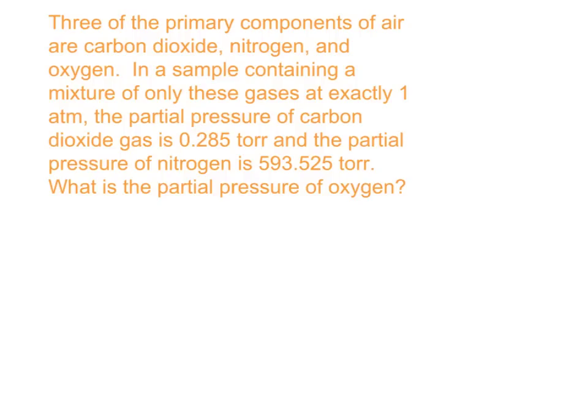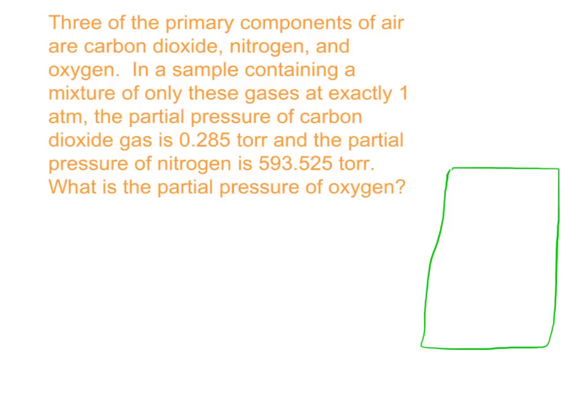Now I'd like you to try this problem. Three of the primary components of air are carbon dioxide, nitrogen, and oxygen. In a sample containing a mixture of only these gases at exactly 1 atmosphere, the partial pressure of carbon dioxide gas is 0.285 torr, and the partial pressure of nitrogen gas is 593.525 torr. What is the partial pressure of oxygen? I'll give you guys a minute to think about this. Please stop the video now and then come back if you want to check your answer.